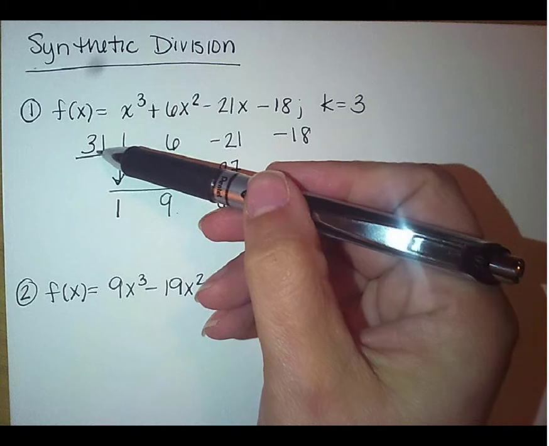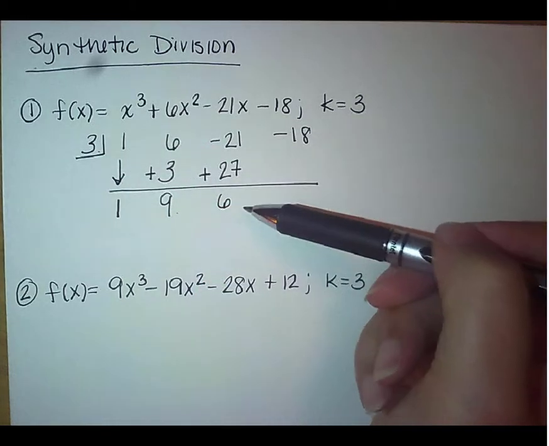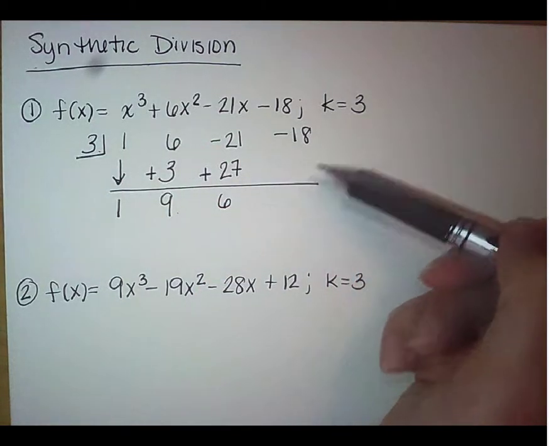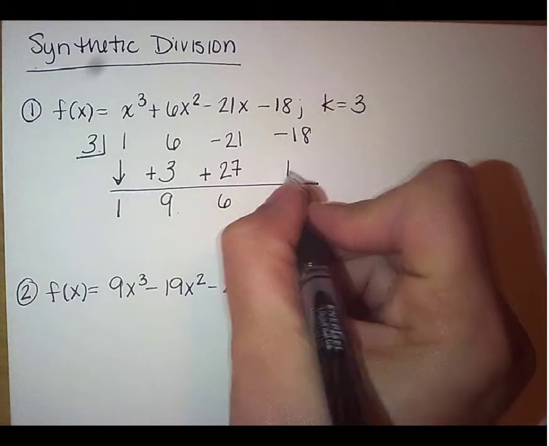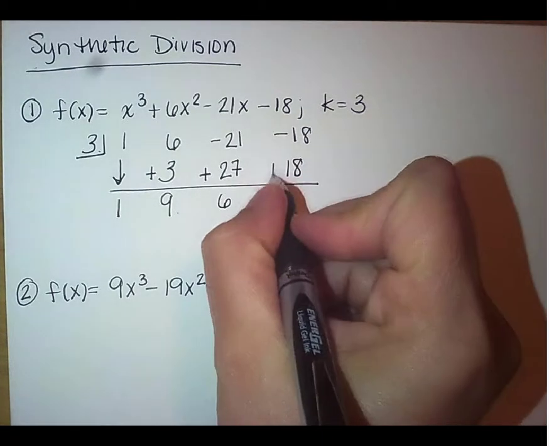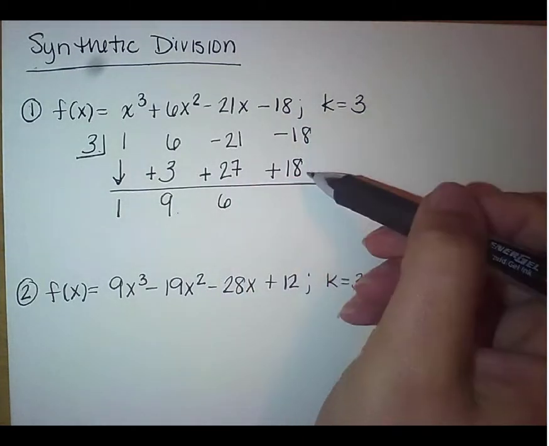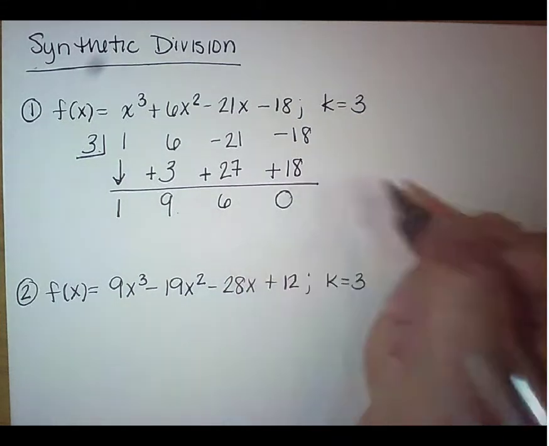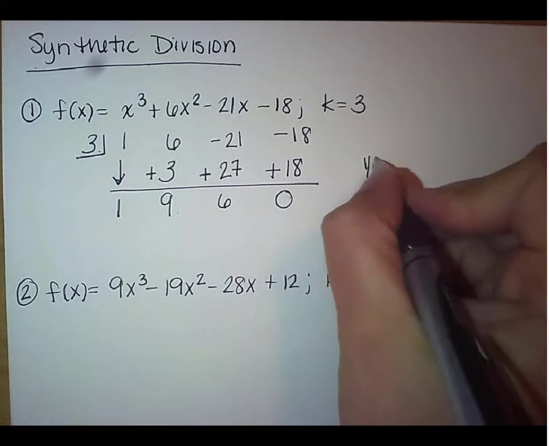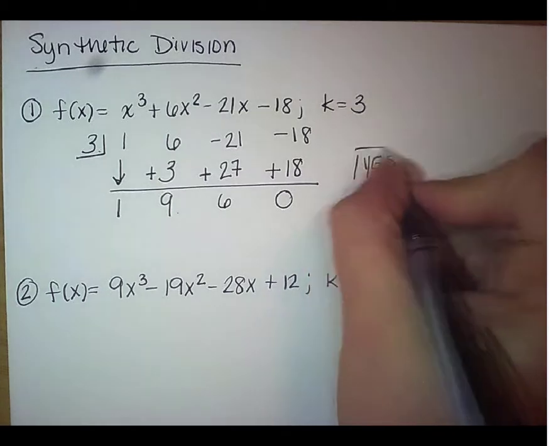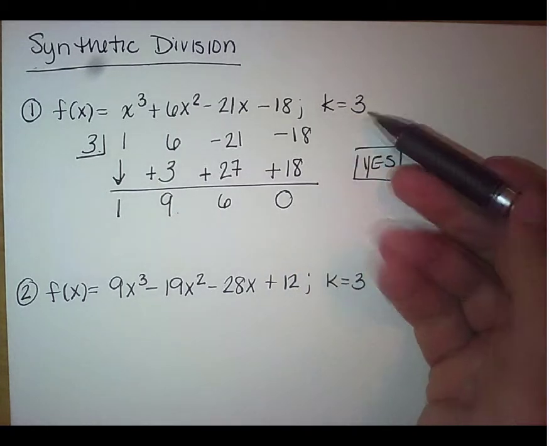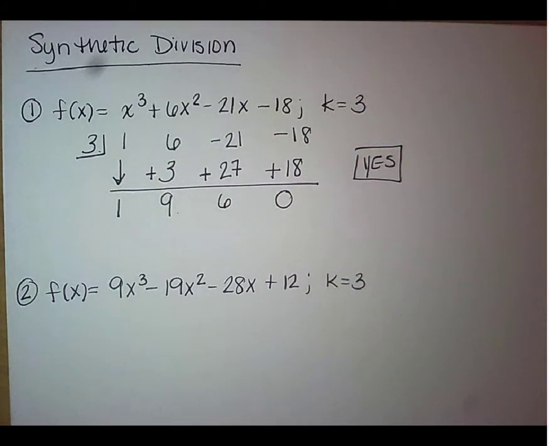Again, we go over to our corner: 3 times our 6. We place that under the next number, the negative 18, and add that together. Negative 18 plus 18 gives us 0. So we would say yes, k, or 3, is a 0 for this polynomial.